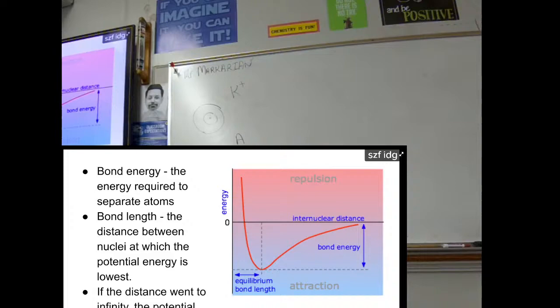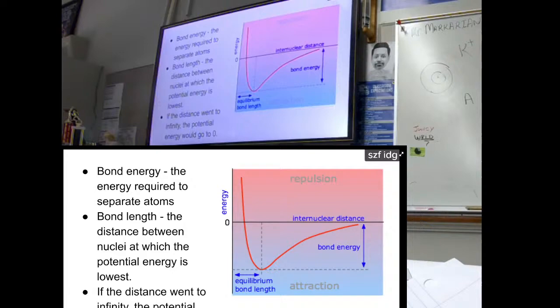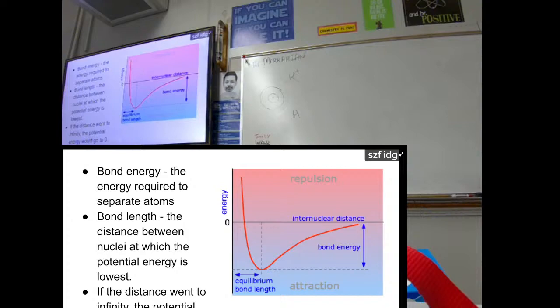So it's the ideal. The minimum would be if they were touching, which is not, they'll start to repel because the nuclei are both positive. So they have to find that sweet spot of ideal. So one thing about bond length comes in, we'll look at it here in just a second.